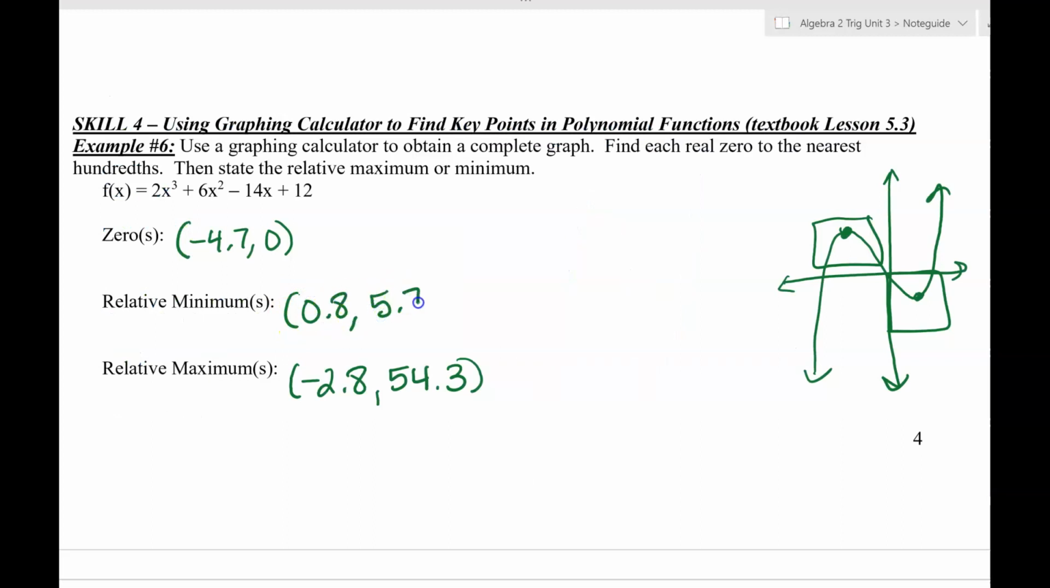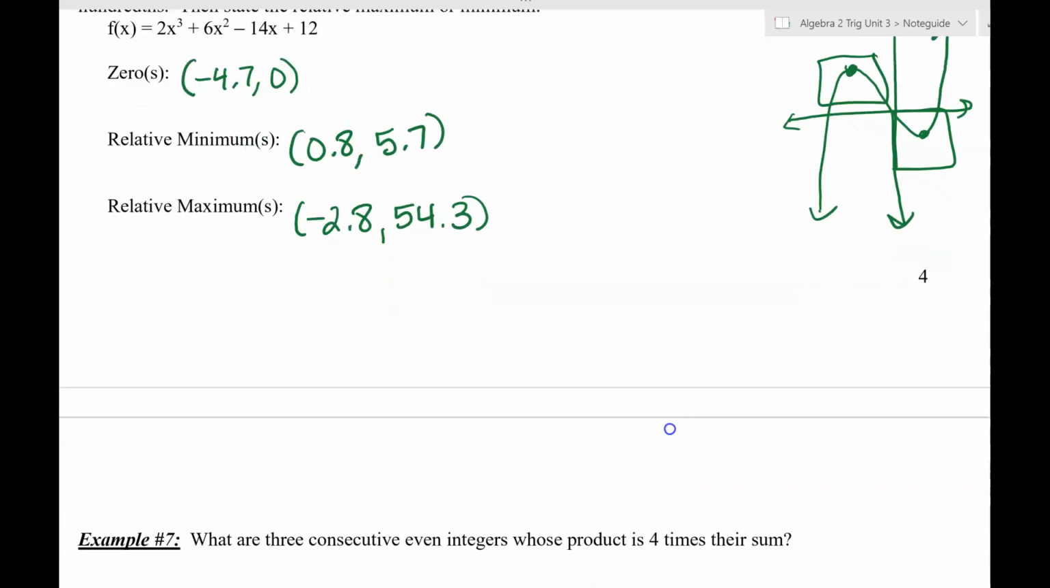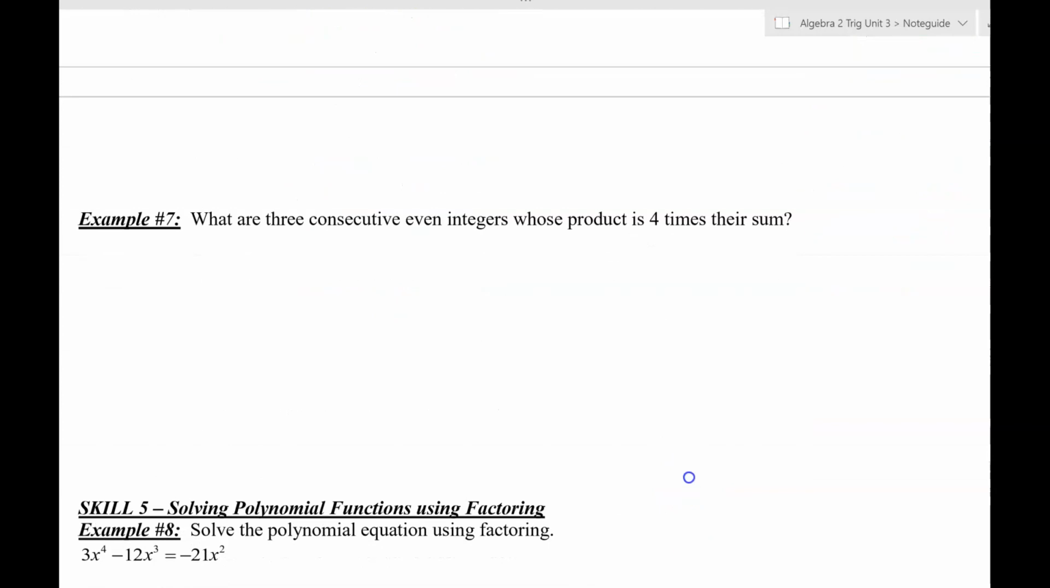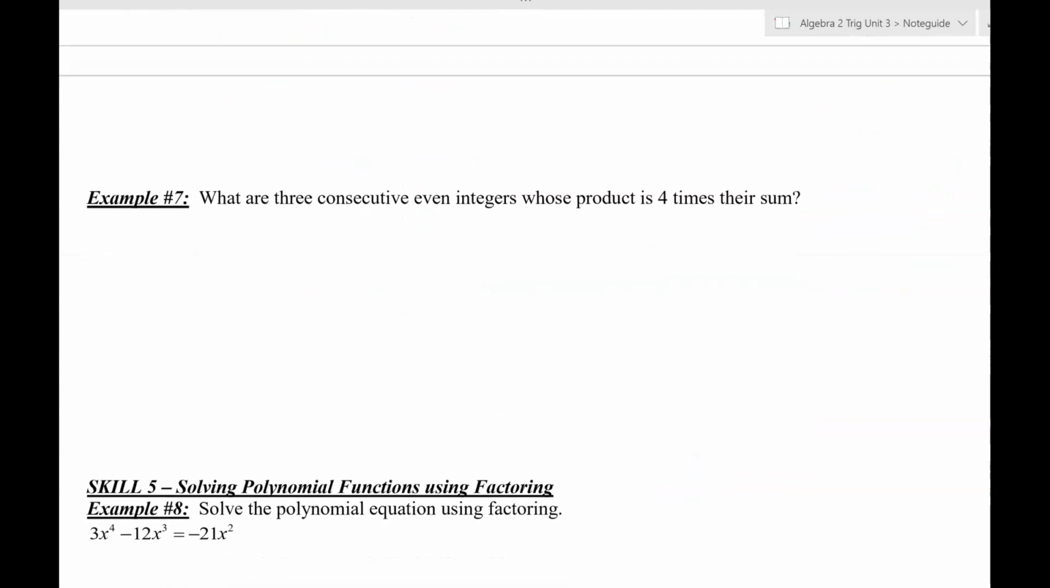So just a little review about how to find those. The problems that you would use the calculator on are problems where the numbers just get too messy for us to do on our own, or factoring is not really an option for us. So here's an example of those. What are 3 consecutive even integers whose product is 4 times their sum? So think about first, what are consecutive even integers?